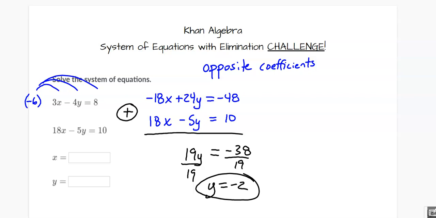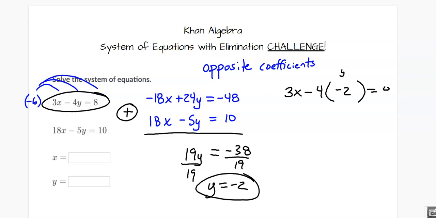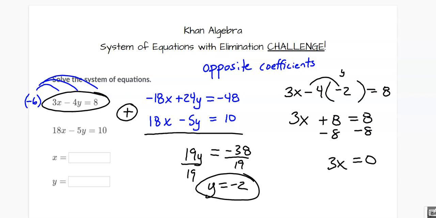Now, just like we've done on all the other ones, I need to take that -2 and substitute it in. I'm going to use this top equation, since the numbers are a little smaller. So I'm going to go 3x minus 4, and instead of y, I'm going to plug in -2, equals 8. I have 3x, and -4 times -2 is a +8. Subtract the 8 from both sides, which gives me 3x equals 0. Divide both sides by 3, so I get an answer of 0 for x, and an answer of -2 for y.